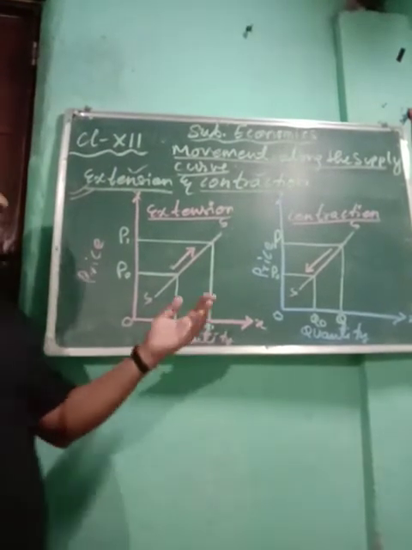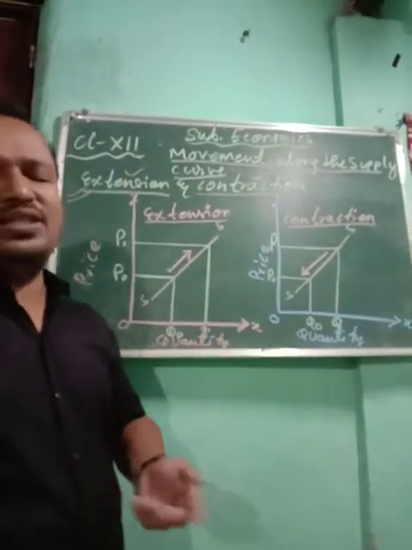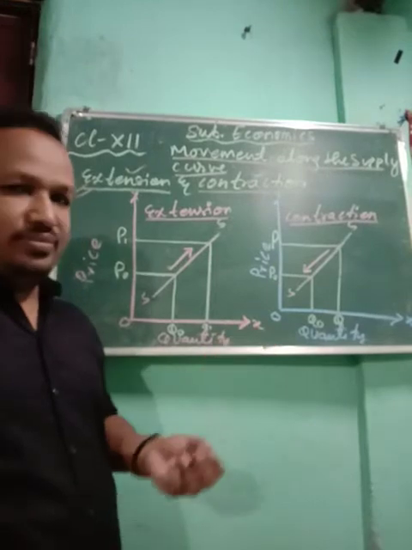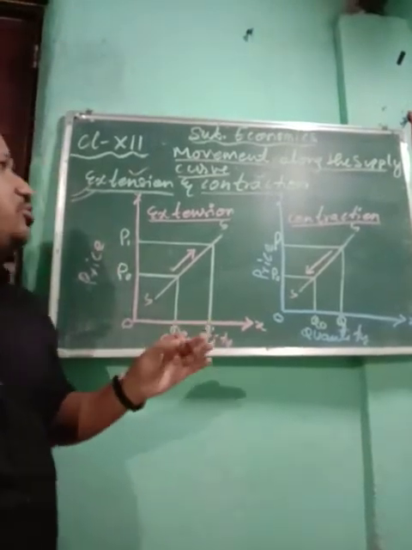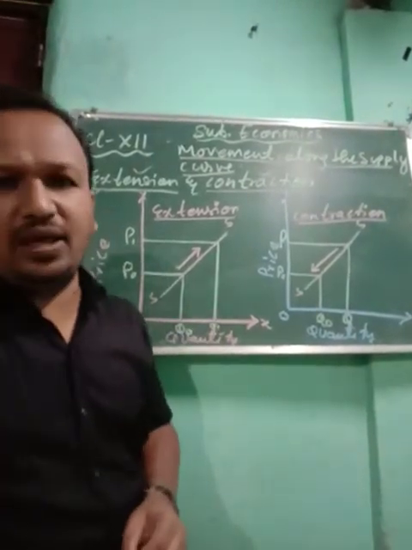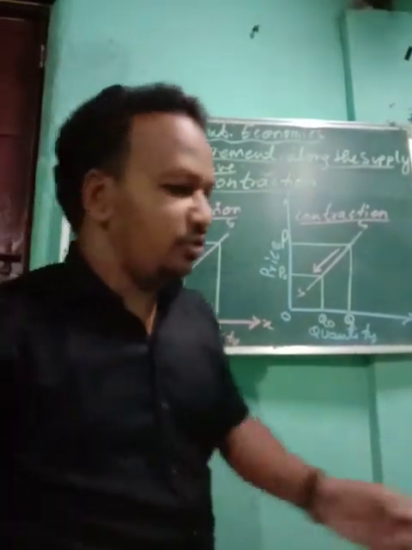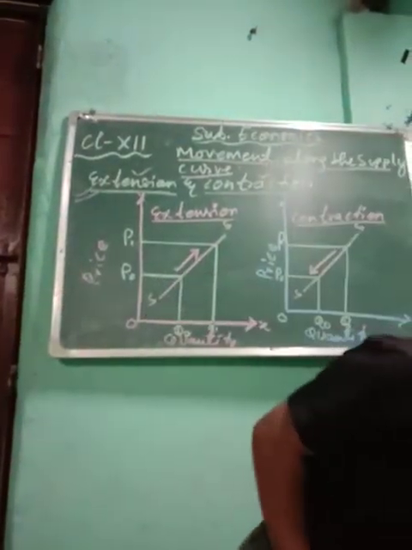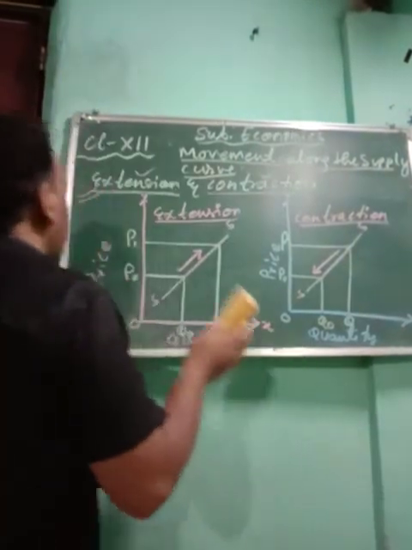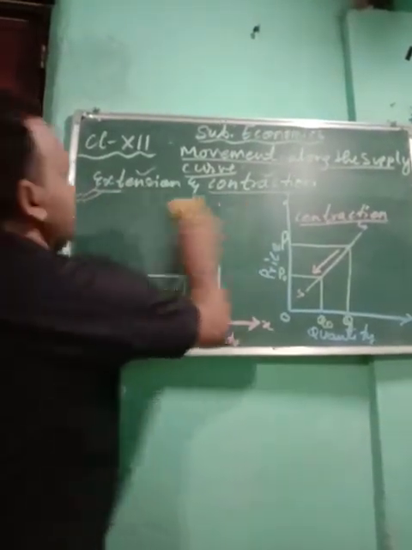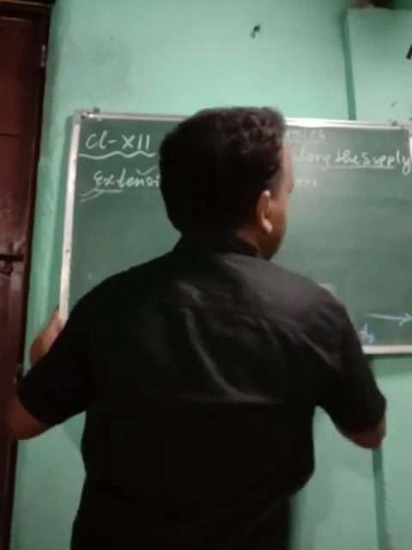Okay, now in the board exam they ask you separately. Now in case they ask you together, that is, distinguish between movement and shift along the supply curve, in that case you have to prepare these two in a single diagram. So you see how you are going to prepare it in a single diagram. Now I am going to do extension and contraction in a single diagram. Let's look.